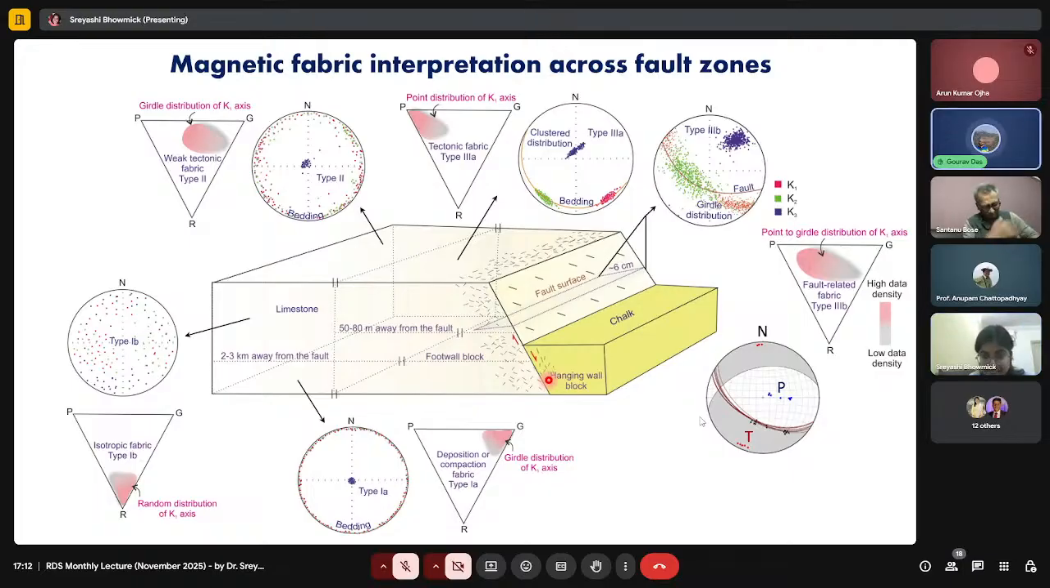Okay, thank you for that. And the second one, suppose in an intrusive rock, we are finding the same fault related deformation fabric, but there is no faulting. So can we say that this particular fabric is overall a flow related fabric?